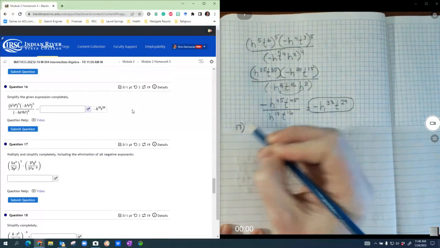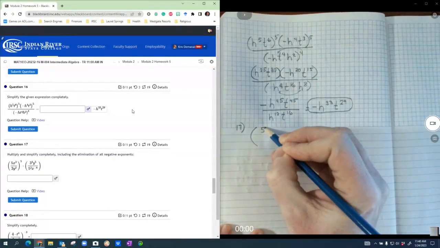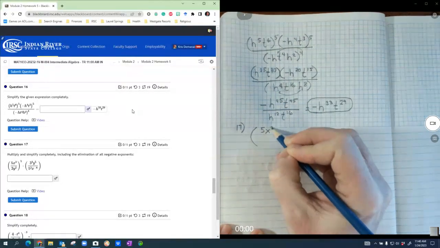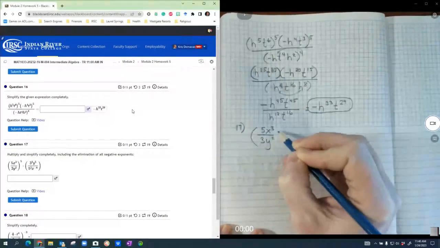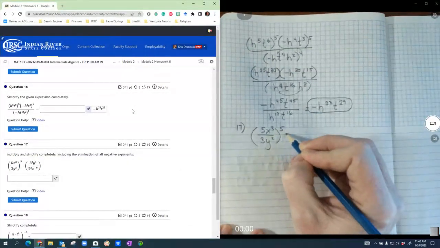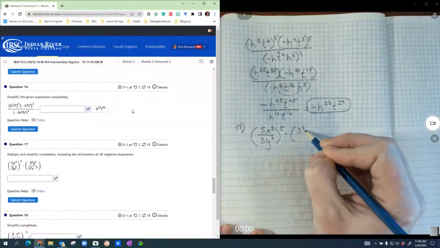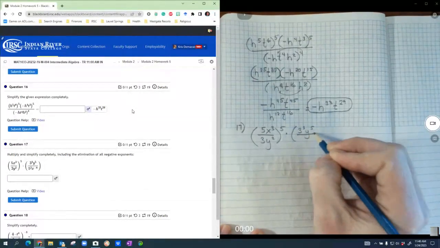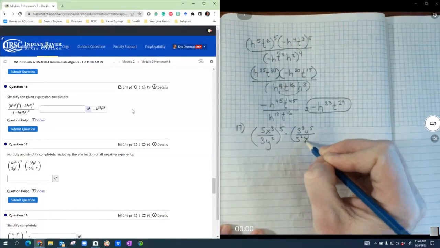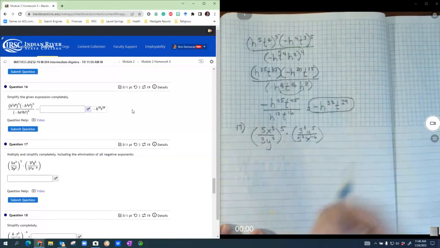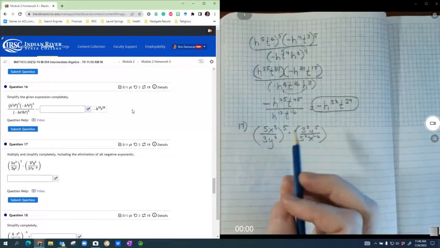So 17. Now you've got 5x to the third, 3y to the second, and all that again: 3 to the third, y to the fifth, 5 to the second, x to the sixth. All right. Now let's take a look at this.